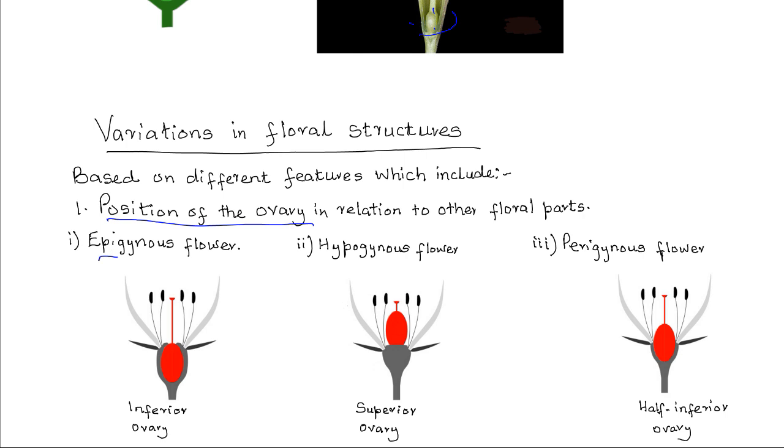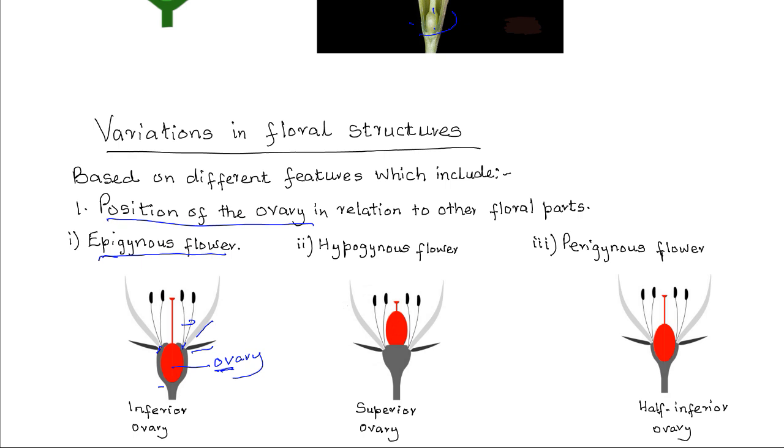Epigynous flower. This is one in which the ovary is located on the receptacle such that the other floral parts are above it. So here, this is the ovary. It is on the receptacle, and the rest of the floral parts, that is the sepals, the petals, and the stamens, arise at a point on the receptacle above the ovary. Such a flower is said to be an epigynous flower.